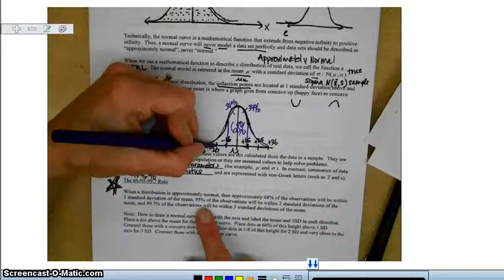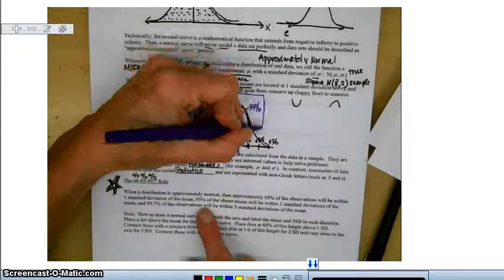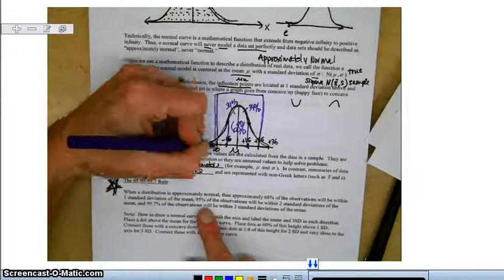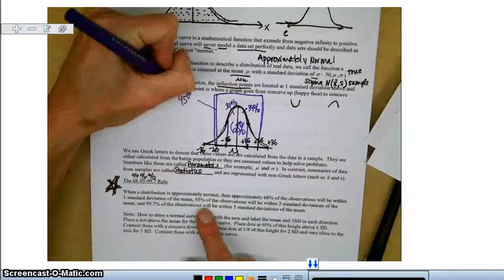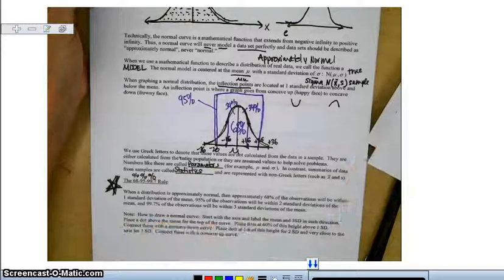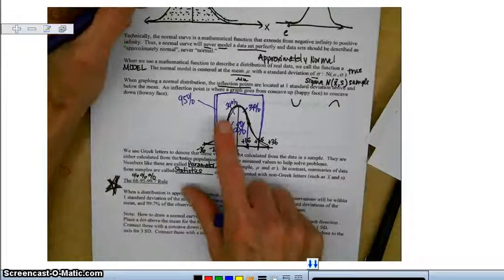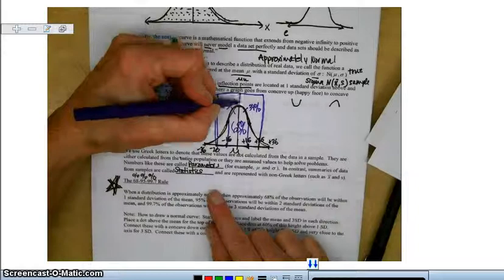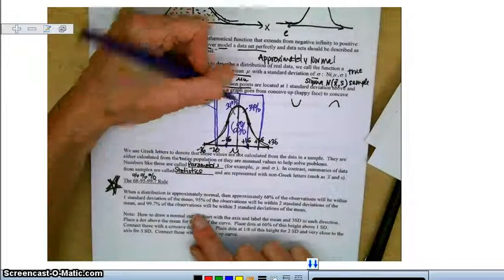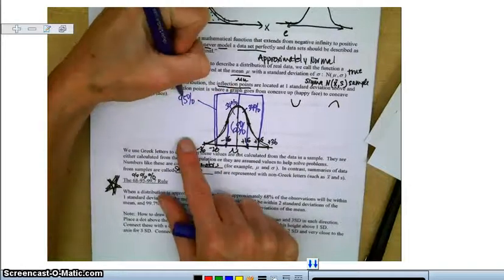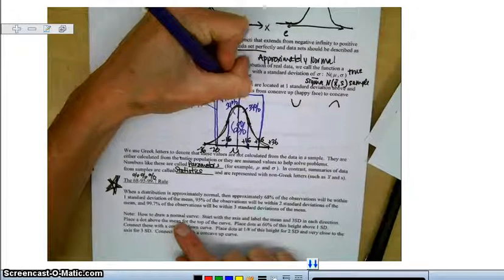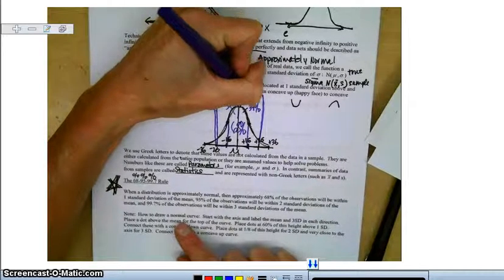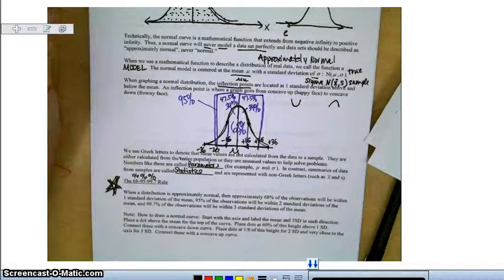95% of the observations will be within two standard deviations. So if I took this entire area that I'm putting this box around here and colored it in, that box would represent 95% of all of the data that we have. So if 95% takes up this whole thing, and that's two standard deviations, that means half of 95, that's 47.5% below and 47.5% above are within two standard deviations.